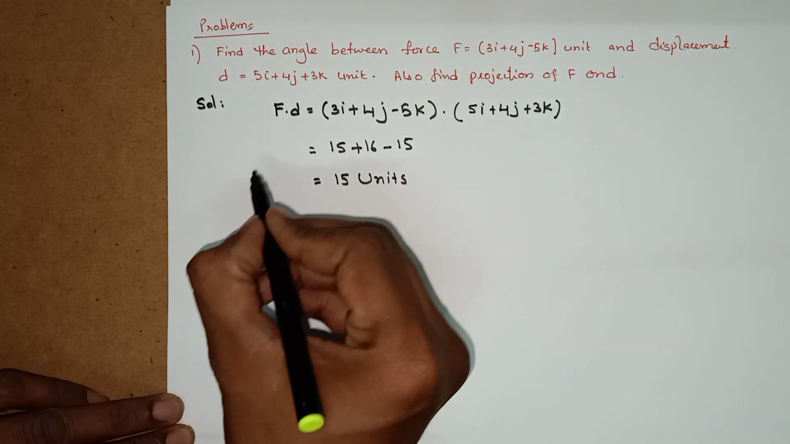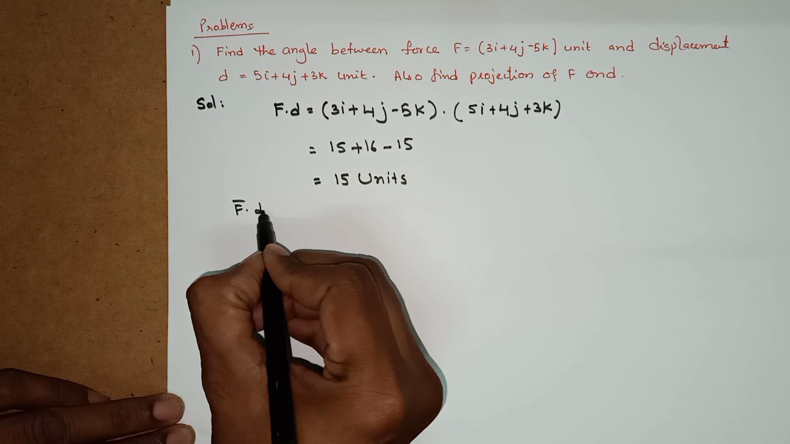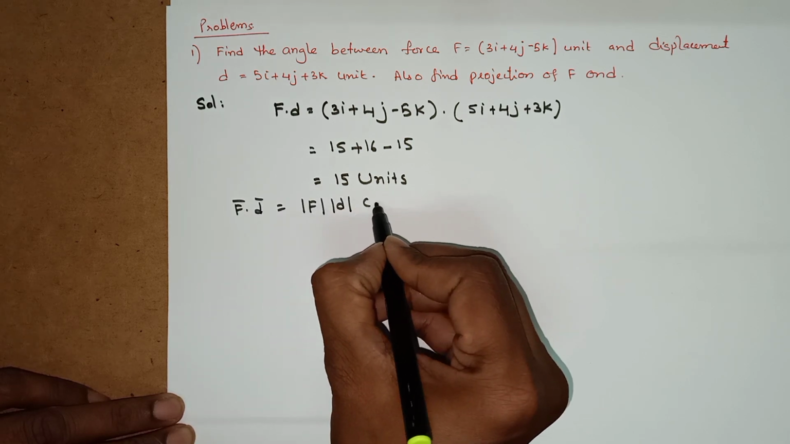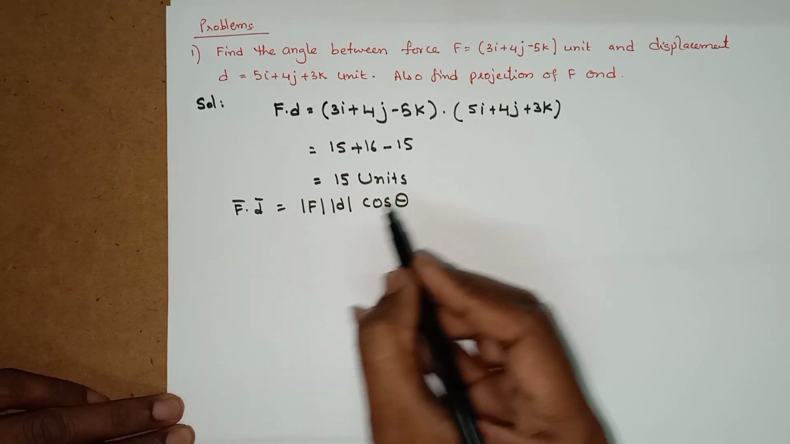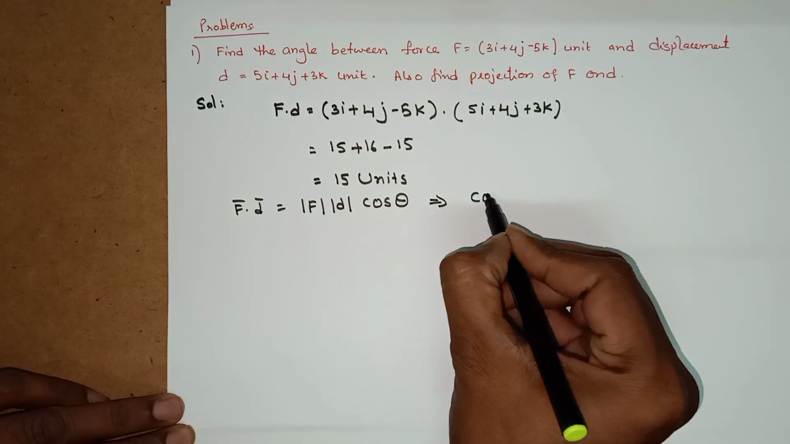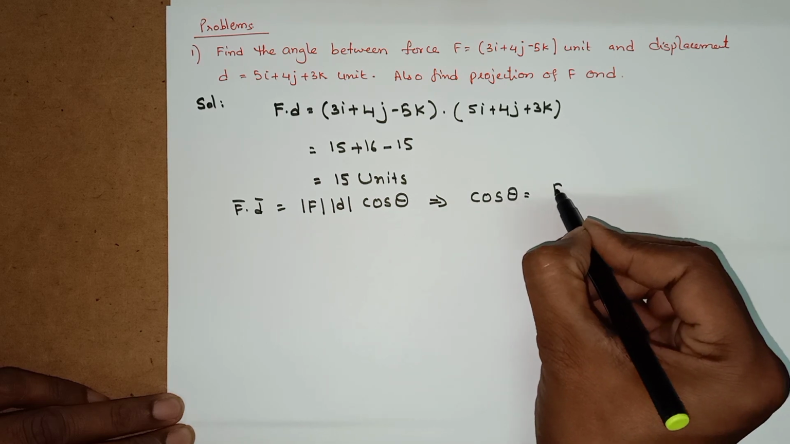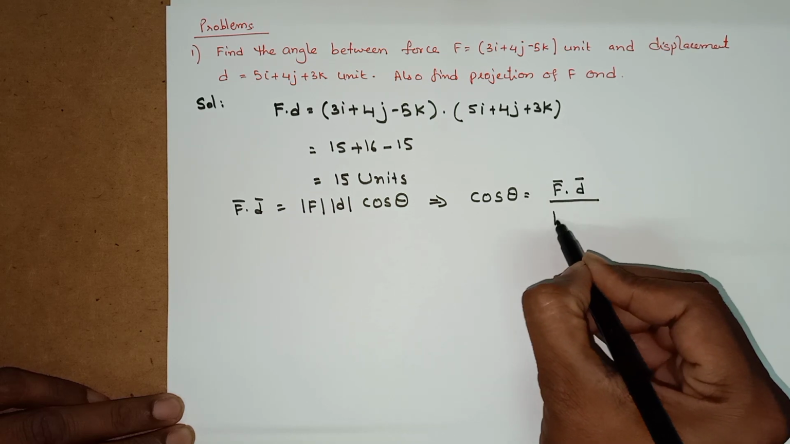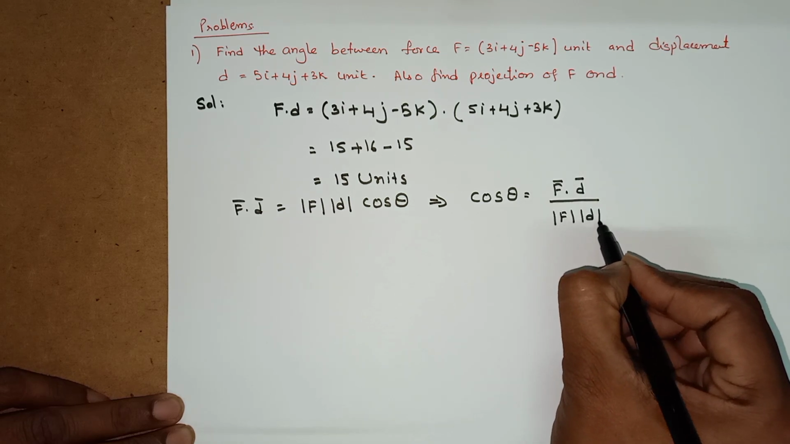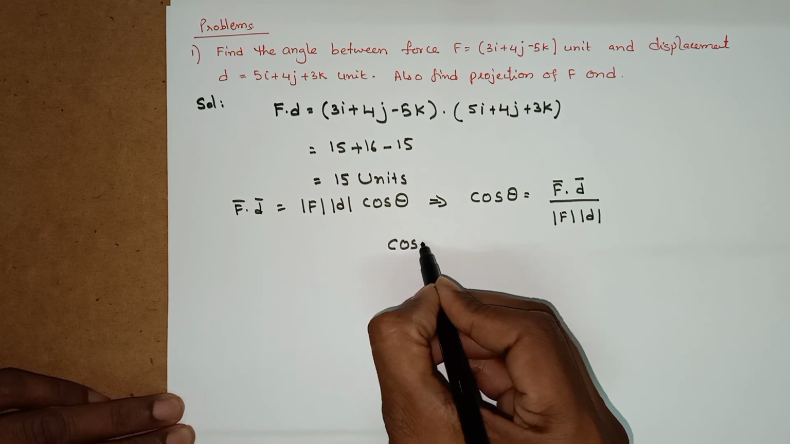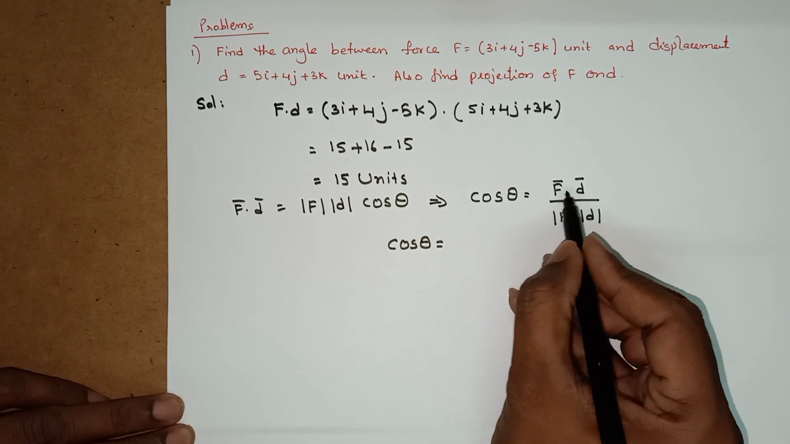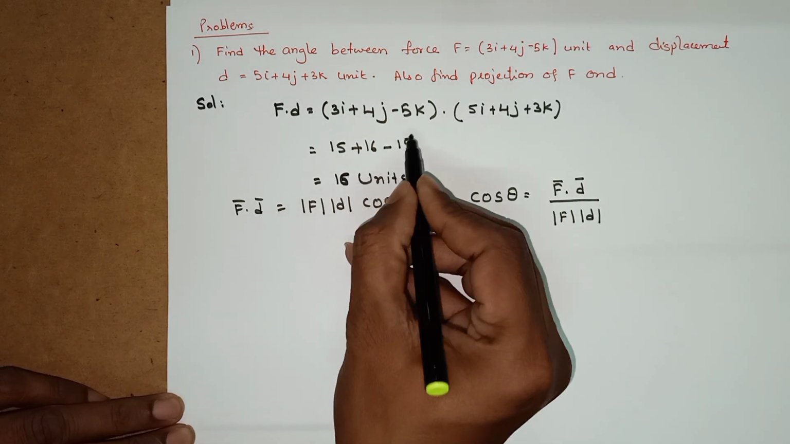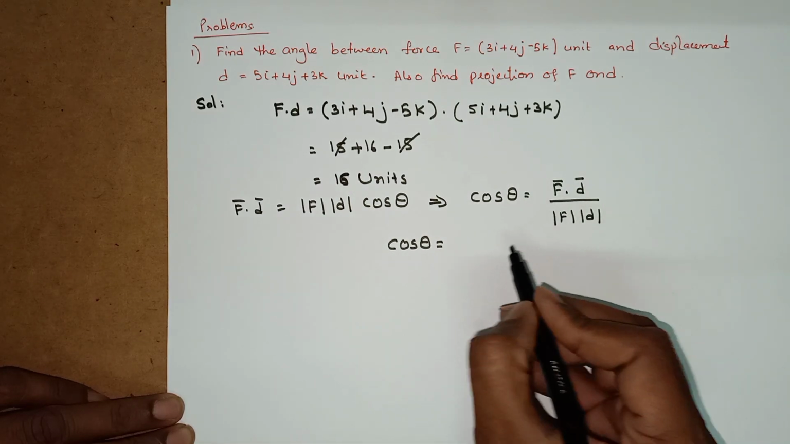Now, what is meant by F dot D? It is called mod F mod D cos theta. From this you will write cos theta is equal to force vector dot displacement vector by mod F and mod D. So now we will find cos theta equals F dot D, which we have already calculated as 16 units.